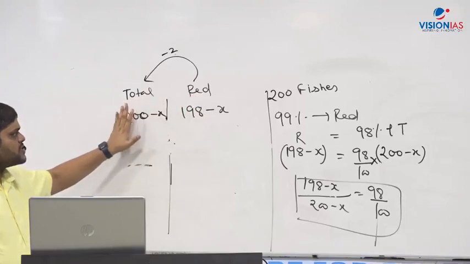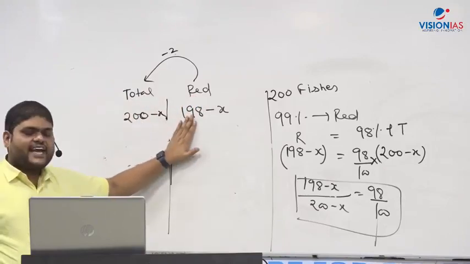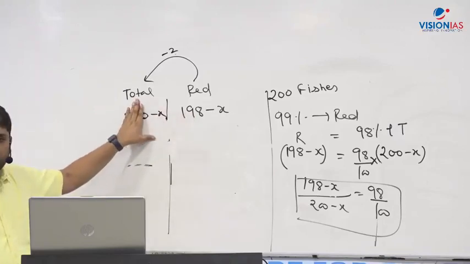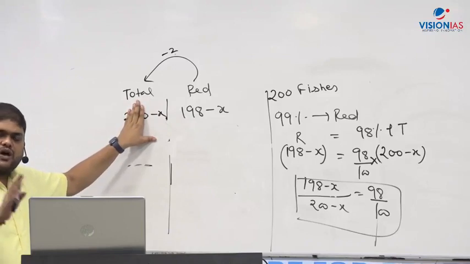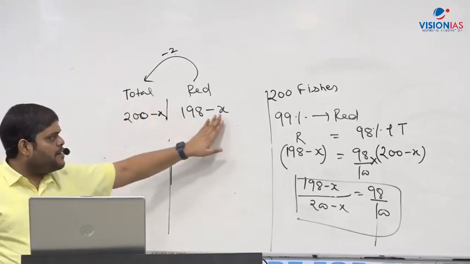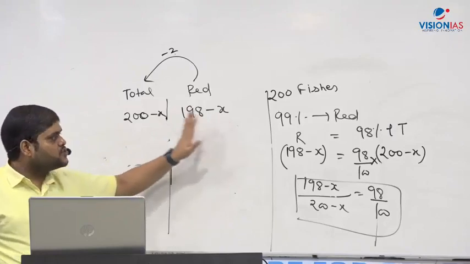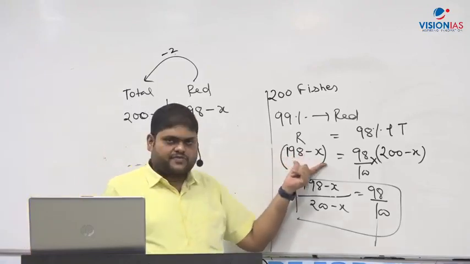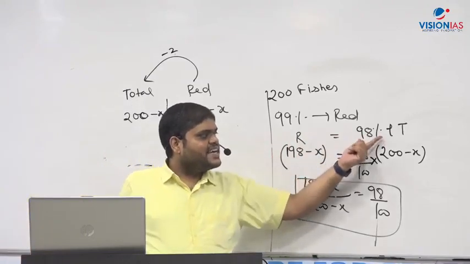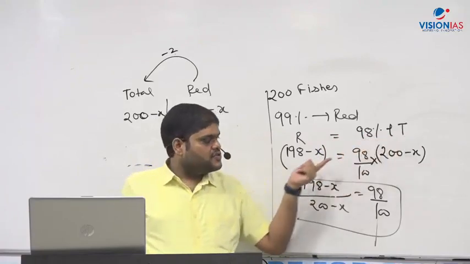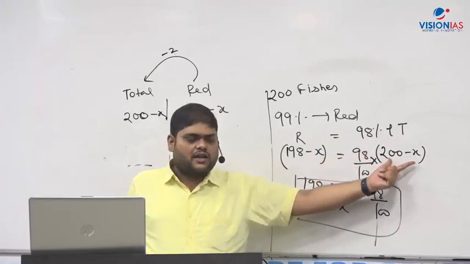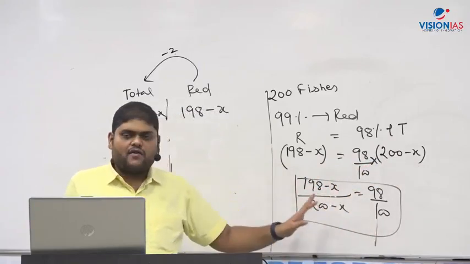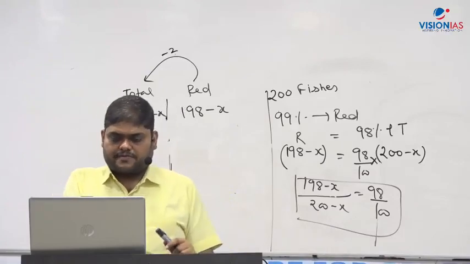That means out of total 200, 198 was red. If you remove anything from red, the total will also decrease, which we forgot, and that's why we will make a wrong choice. So suppose I am removing X fish from red, so total will also decrease by X. Now after removal of X fish, the red fish become 98% of total fish. So now this becomes 98% of total. You can bring this here and solve this, either by solving or by using the options.